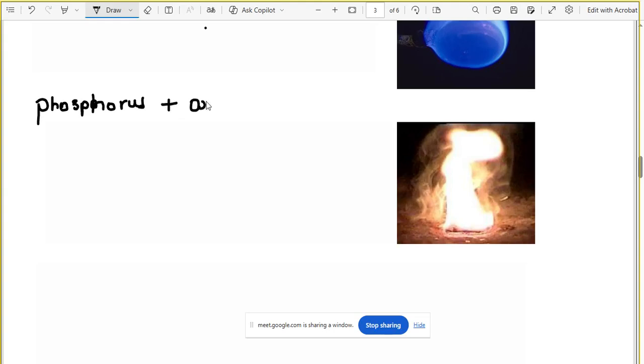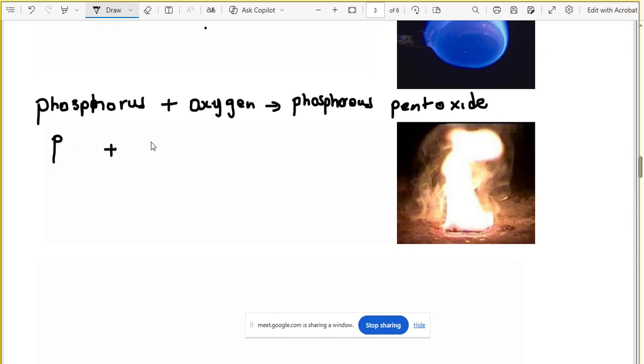Phosphorus reacts with oxygen. All of these react with oxygen. So this will give us phosphorus pentoxide. So now it's like saying P for phosphorus reacts with oxygen, which is a diatomic. It gives us what?